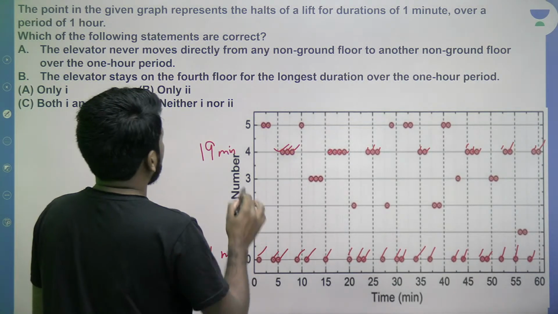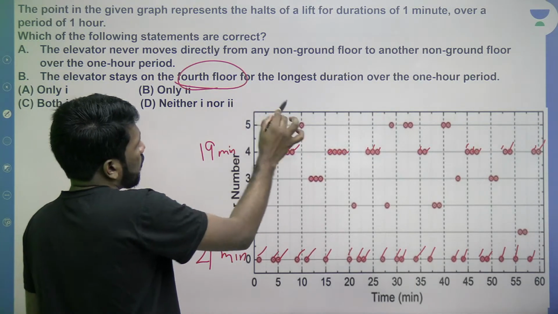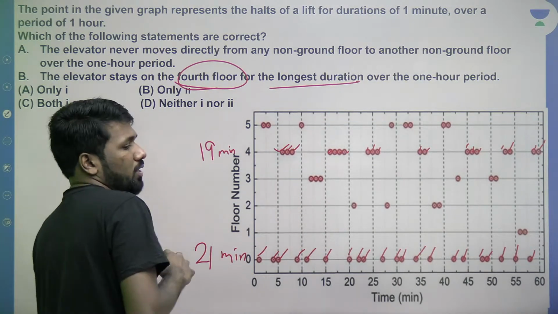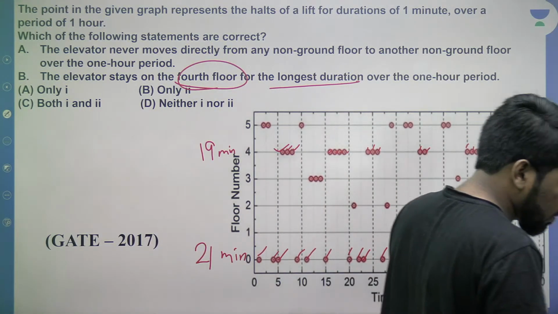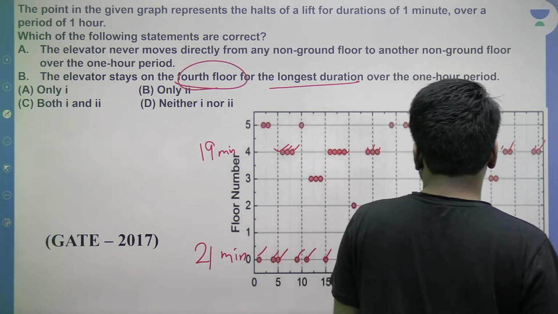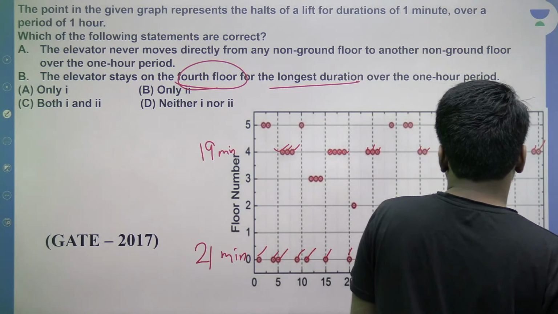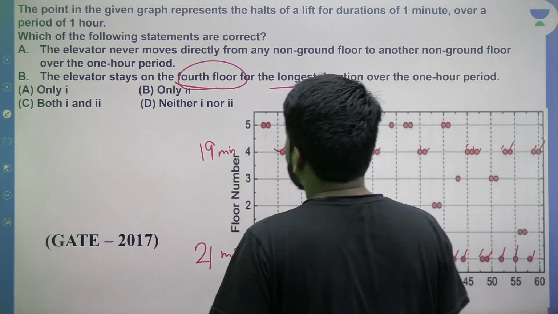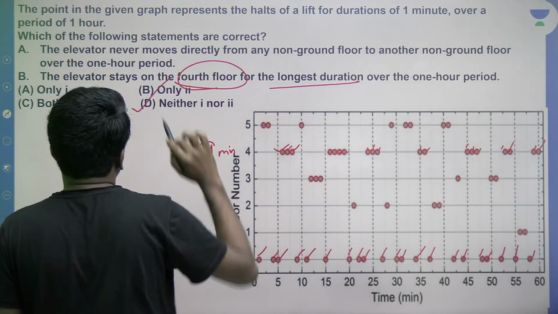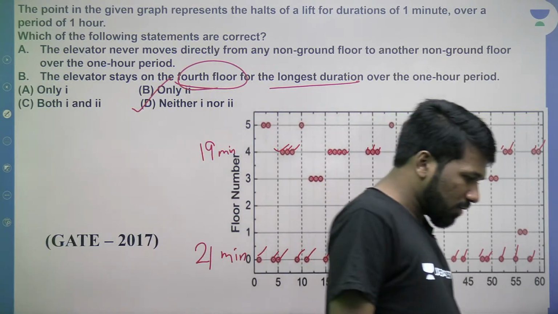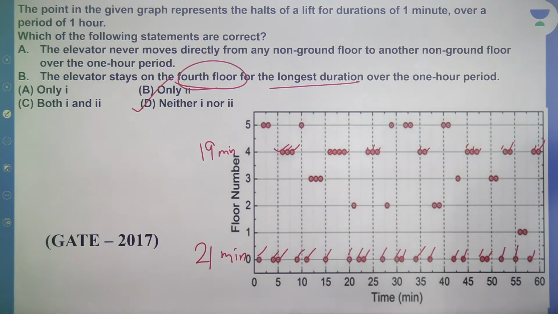What is the statement saying? Stays on the 4th floor for the longest duration. That is totally wrong. It stays on the ground floor for the longest duration. Are you all understanding? So we can say that statement B is also wrong. So option D is the correct answer. I don't know why many of you got option B as the correct answer. Hope the confusion is over. Only 1 or 2 of you got D.